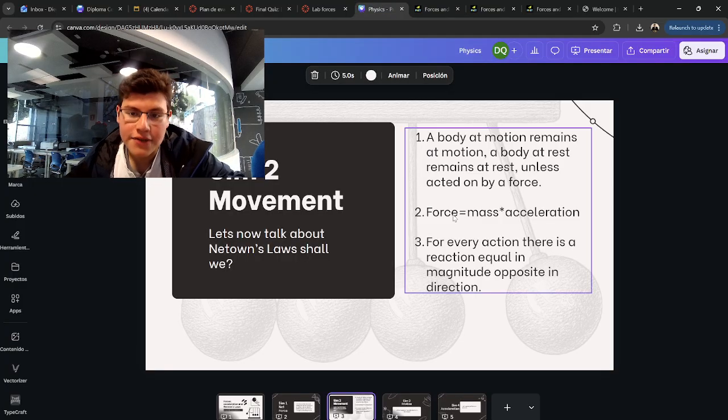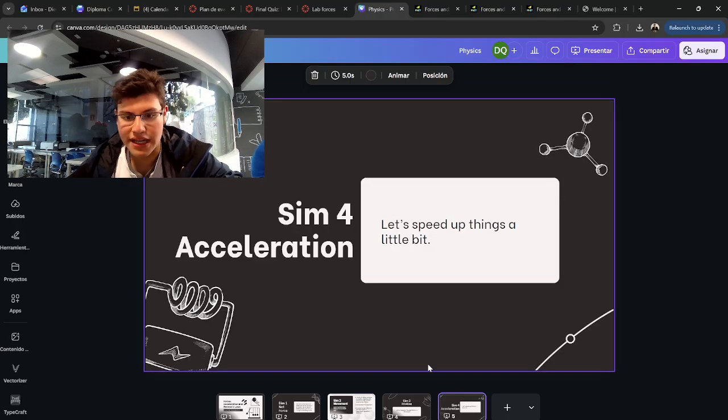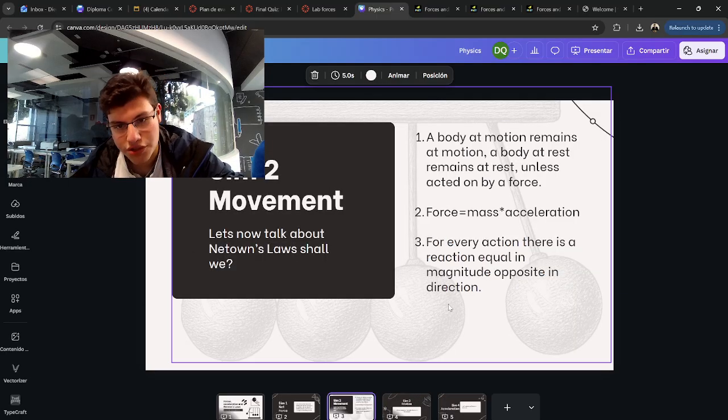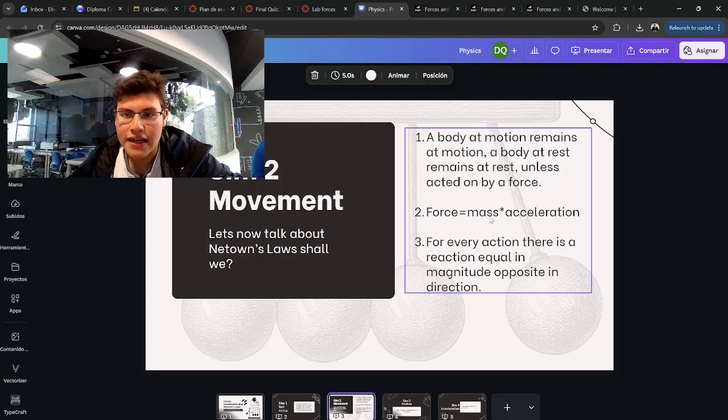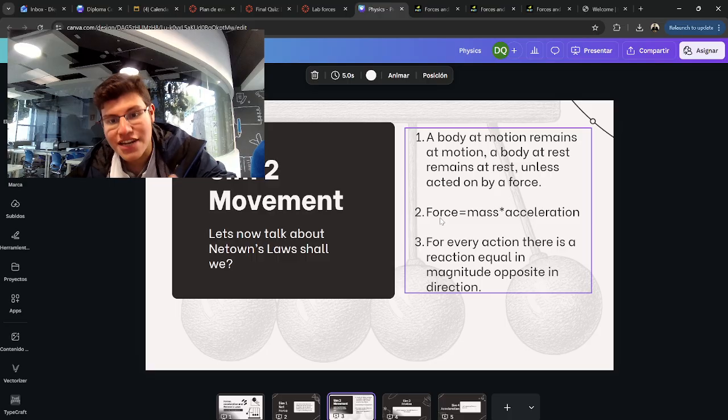Now, as you can see, force is equal to mass times acceleration. What does this mean? That the more I increase the mass or the more I increase the acceleration, and we're going to see that with our fourth simulator, the more my force is going to increase. Also, if I solve for acceleration, the bigger the force, the bigger the acceleration. If I increase the mass, it's going to have a lower acceleration.